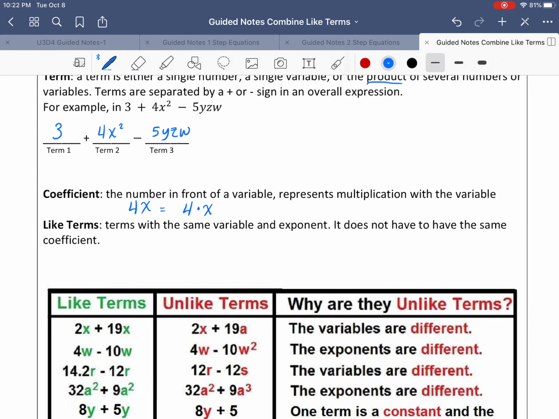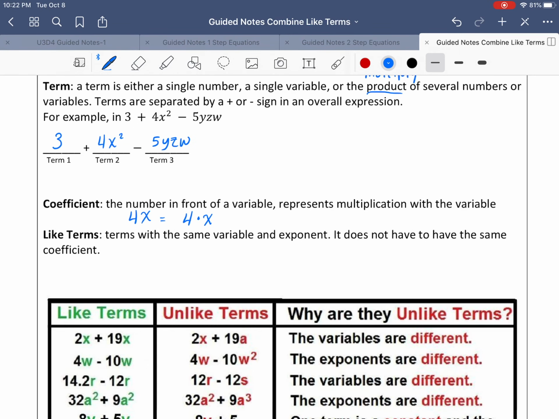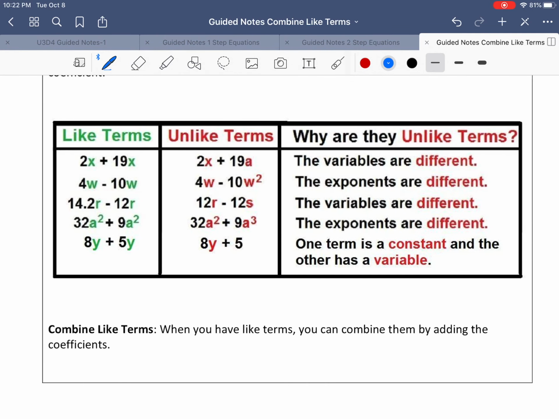Now, like terms are a specific set of terms that have the same variable and the same exponent. It does not have to have the same coefficient. So let's take a look here at some terms that are alike and some terms that are not alike.